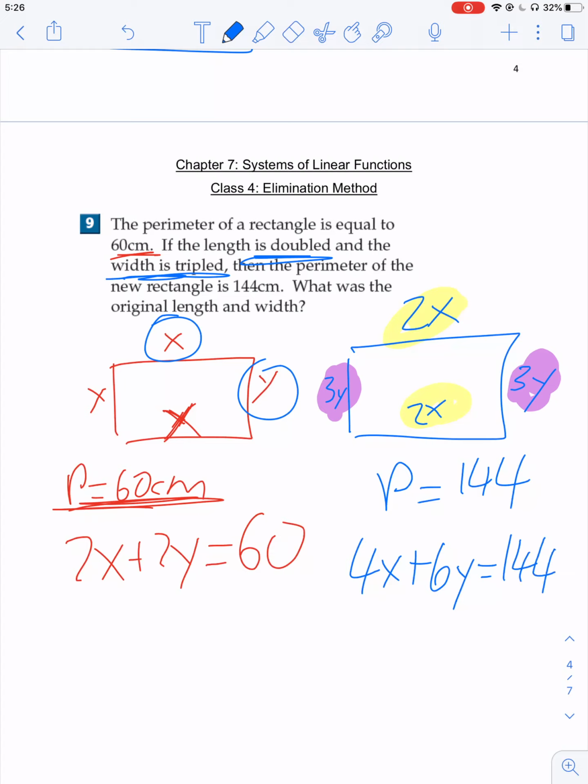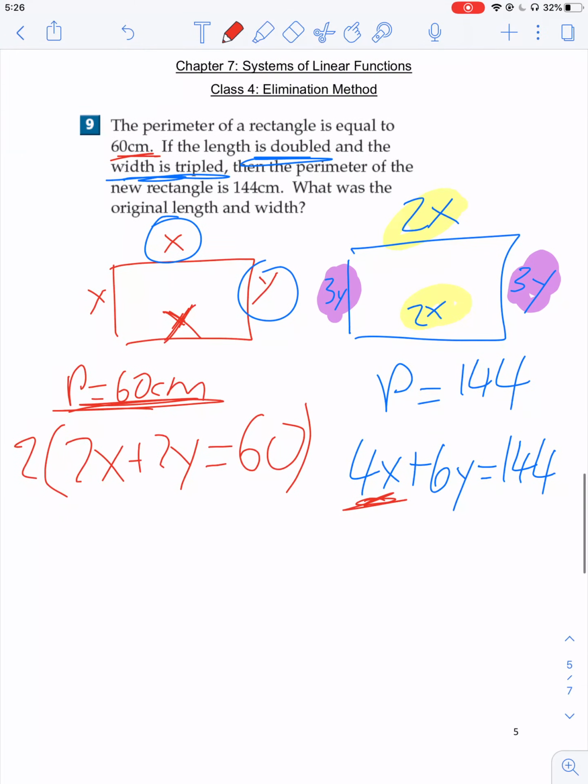So these are your 2 equations, right? I'm just going to multiply the first equation by 2, because then I can eliminate the 4x. If I do that, this becomes 4x plus 4y equals 120.